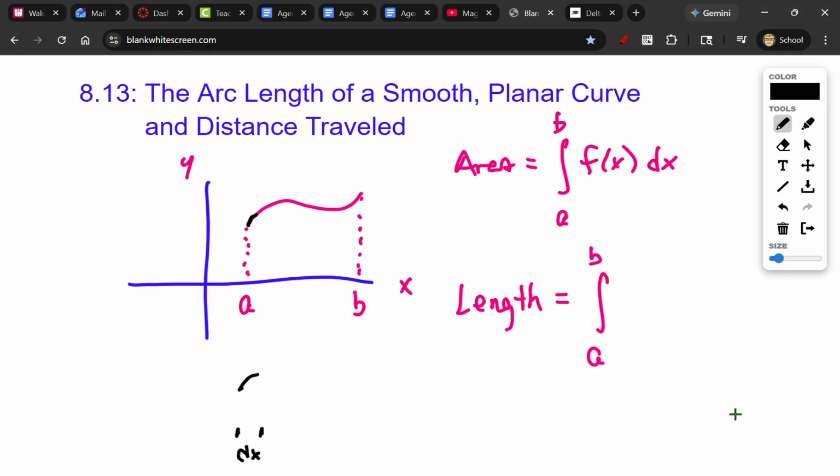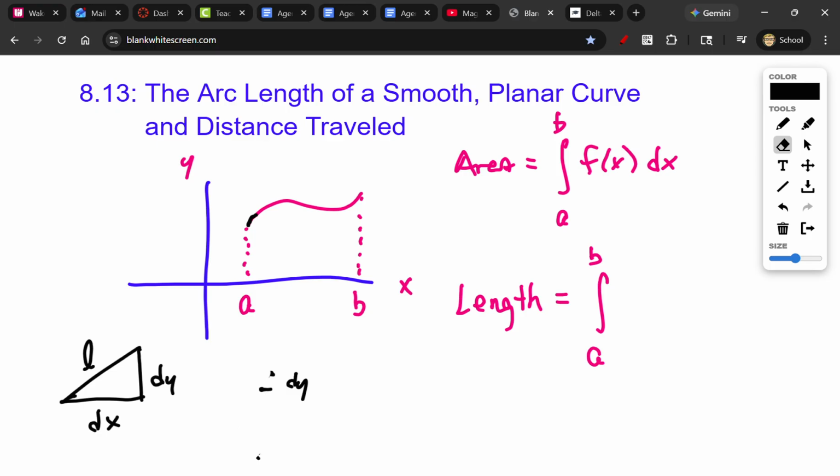Well, from here to here, that's the change in y values, so we're going to call that dy. And if we blow this up really big and make this small enough, this curved piece will actually be locally linear. It'll look like a line. So we have our dx here and our dy here. Of course, dx is approaching 0. Dy may or may not be approaching 0. But we're going to try to find out what the length of this little piece is.